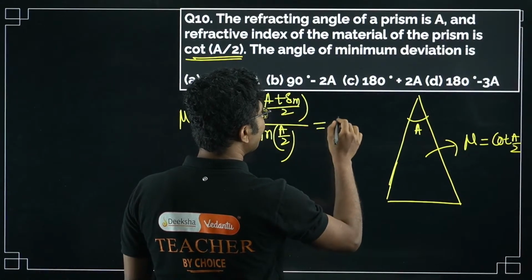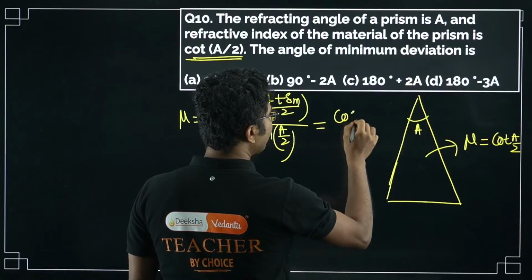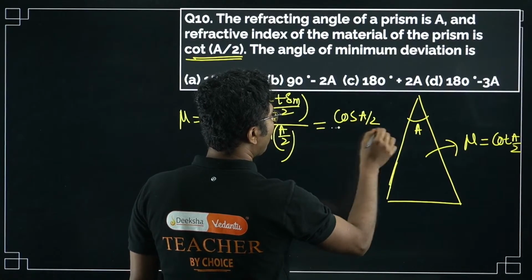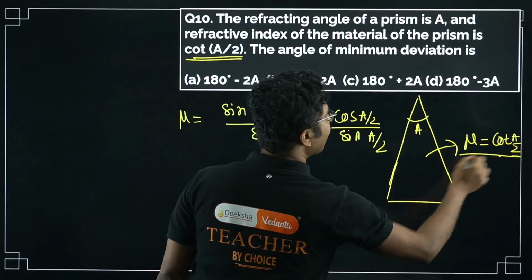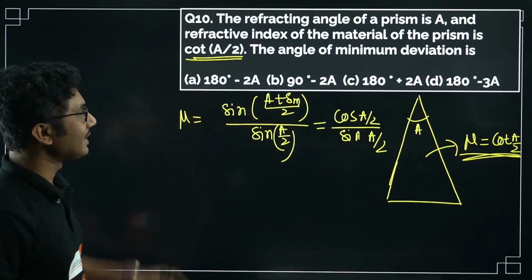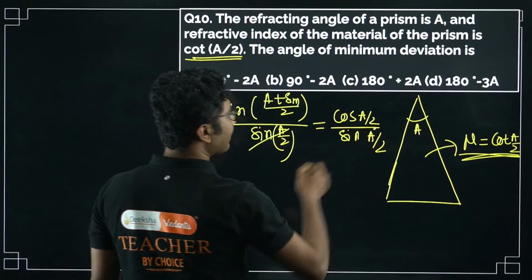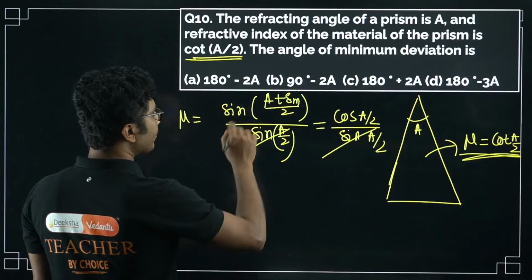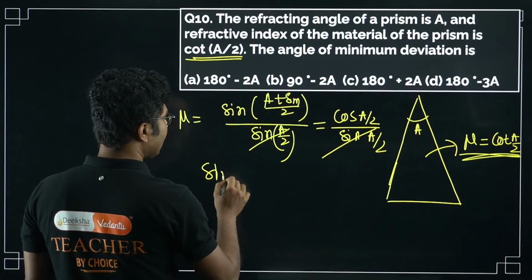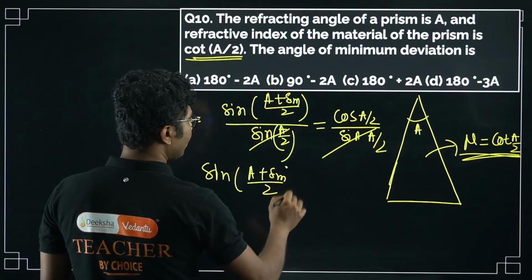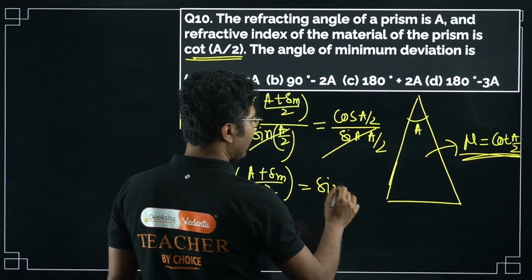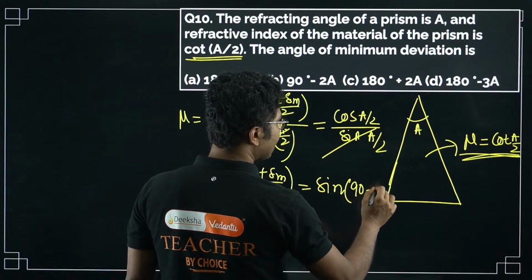Cot A by 2 means cos A by 2 by sine A by 2. Why am I writing it like this? Because the refractive index itself is cot A by 2, as given here. So sine A by 2 cancels, as it is not 0. So we can write sine of (A plus delta m) by 2 should be equal to sine of (90 minus A by 2).